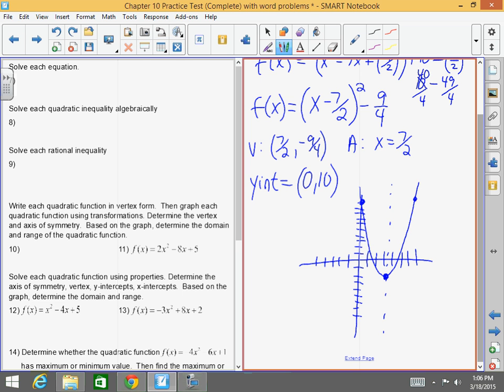It's graphed. Done. My domain is all real numbers. My range, the lowest part of this graph is negative 9/4. So it's bracket negative 9/4, and it goes up from there to positive infinity.